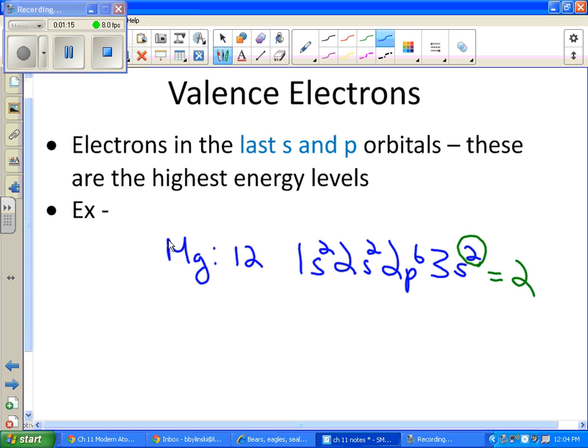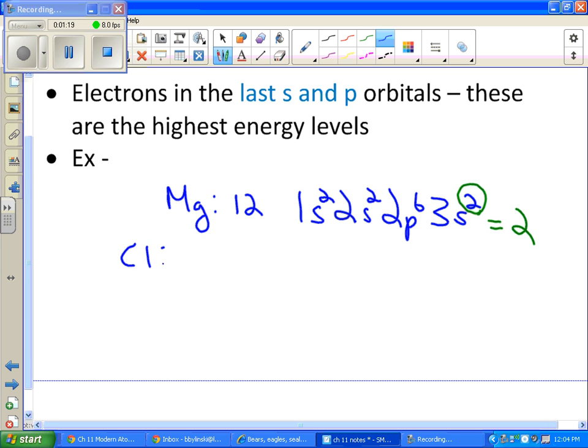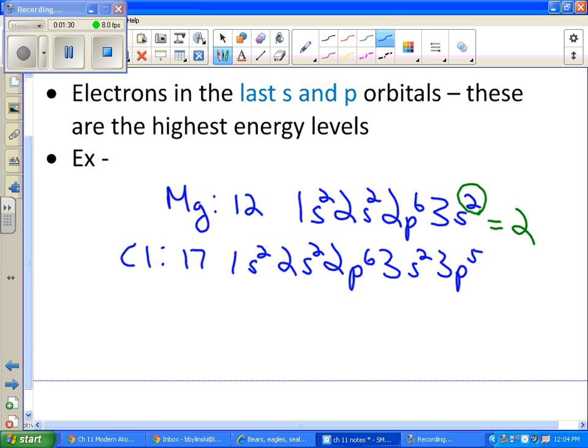Let's try another one. Chlorine. 17. So the configuration looks like this. Okay, now we do have an S at the end, which has 2 electrons in it, and there is a P after this, and that P shows 5. So you add them. 2 plus 5 is 7 valence.